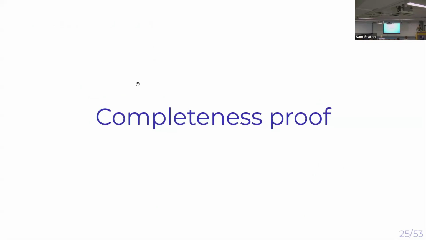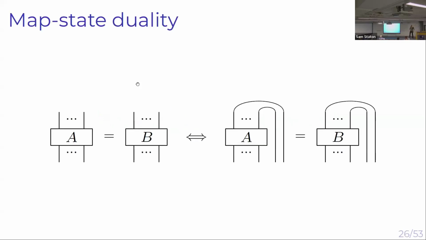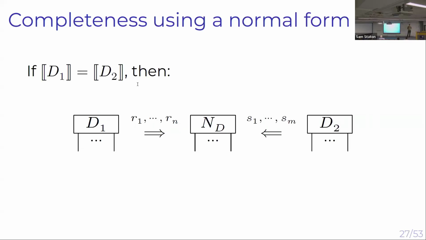And now I'm just going to briefly explain the idea behind the completeness rule. First of all, we only need to care about states, because if you have two linear maps, then you could just bend the wires and then reason about the two states. And then if you have a normal form and you have two diagrams that you know have the same interpretation, then if you can rewrite the diagram into its normal form and the other one too, then you know how to write D1 into D2, because you can go from D1 to N and then just apply these rewrite rules in the reverse order.